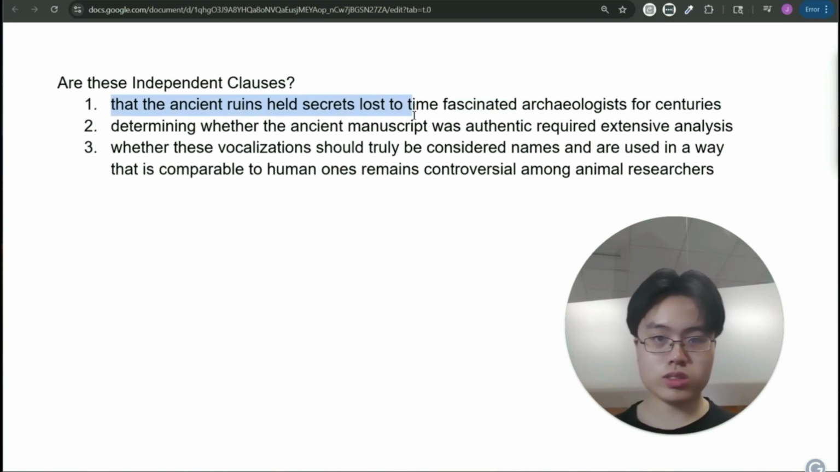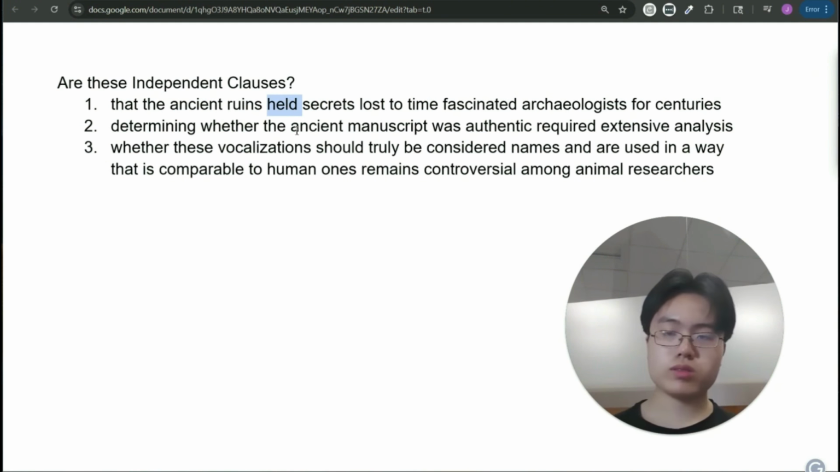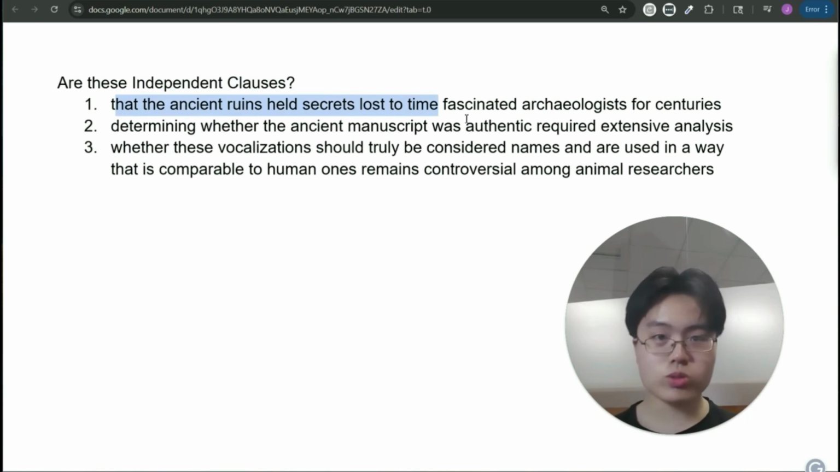Again, this is the subject. The subject has to be a noun or a pronoun, by the way. So held is part of the subject. It's part of the noun. So that can't be the main verb. It's literally part of the thing that does the main verb. Like, what does it actually do? It fascinated archaeologists. So that's the main verb.